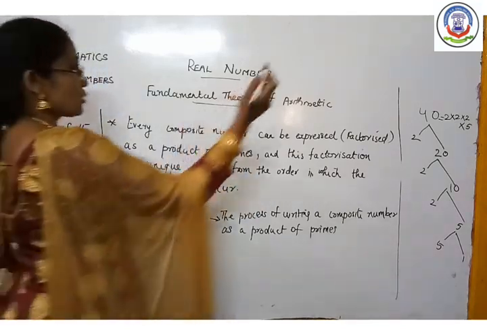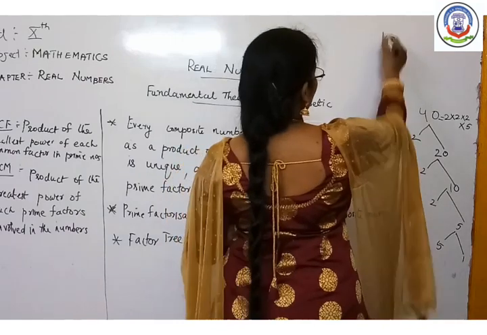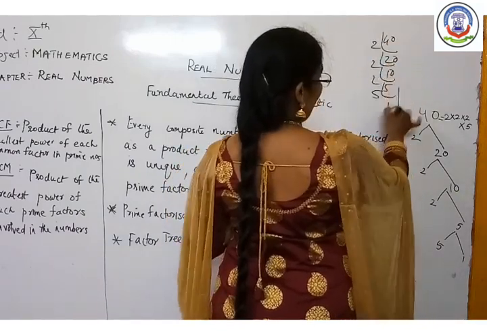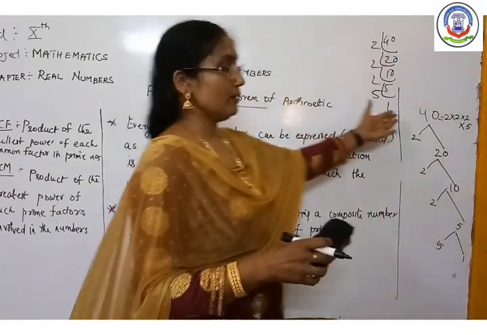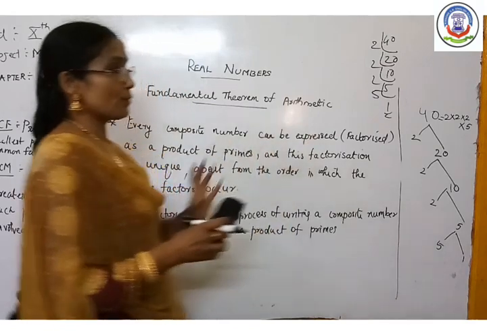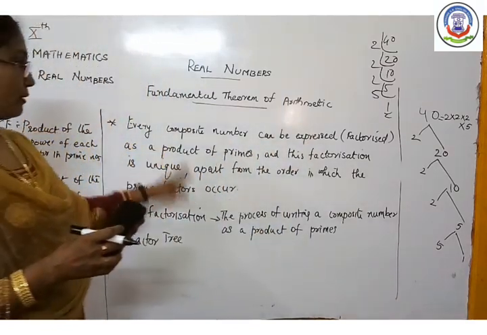That means in smaller classes you have learned to do it like this: 40, 20, 2, 10, 2, 5, 5, 1. This way also it will work. This is the factor tree model I have made for the factorization of the number 40. Clear for you children now?